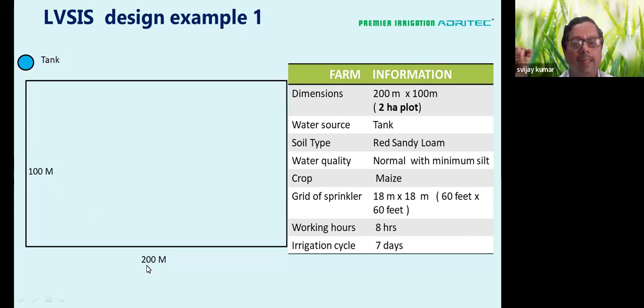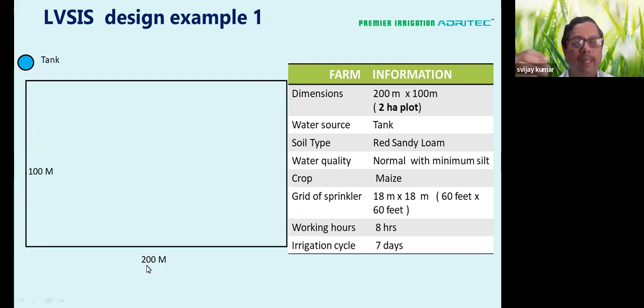Mind you, in a drip irrigation system, normally we provide filters. But in the case of these rain guns, we don't need to provide any kind of filtration, because the nozzles are pretty big. Except for covering the foot valve with a wire basket, nothing else needs to be provided. And in this particular plot, we are assuming a grid of 18 meter by 18 meter, which I told you is 60 feet by 60 feet.